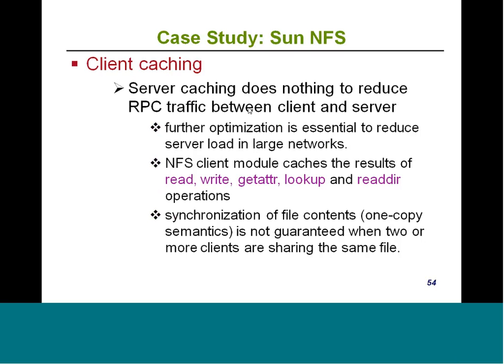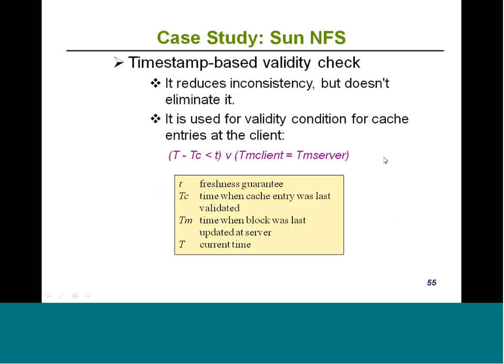So we looked at the client caching. Again, the client caches the results from the read, write, getattr, lookup, and readdir operations. The synchronization is not guaranteed when two or more clients are sharing the same files. So that's something that we pay the penalty for. Then the validity itself is checked through a timestamp-based check, which reduces the inconsistency but does not eliminate it.